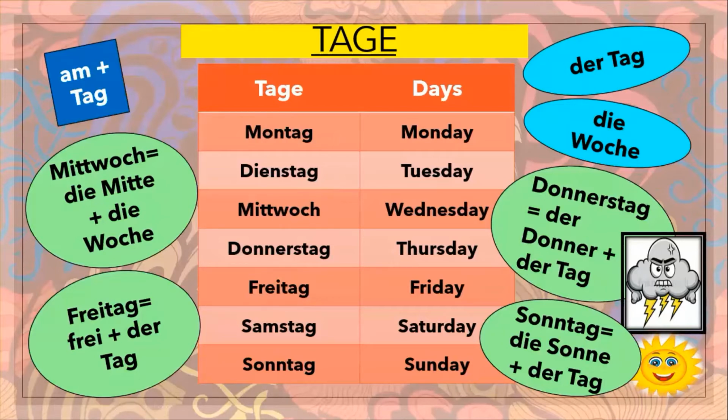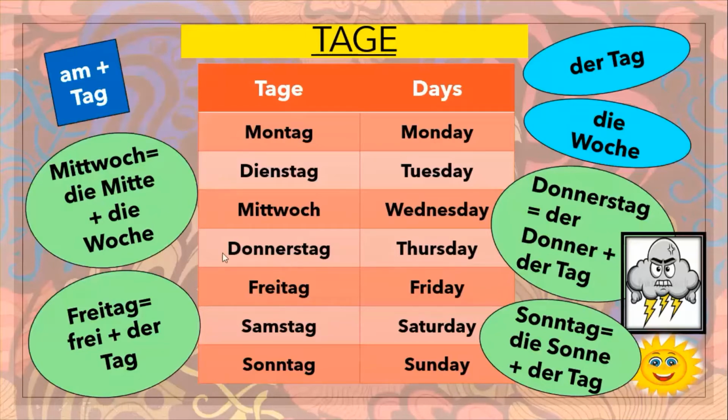If we have a closer look at this, it is actually a compound noun made up of die Mitte, which is the middle, and die Woche, which is the week, the middle of the week. And we know that Wednesday is the middle day of the week. So this is how you can remember this word.